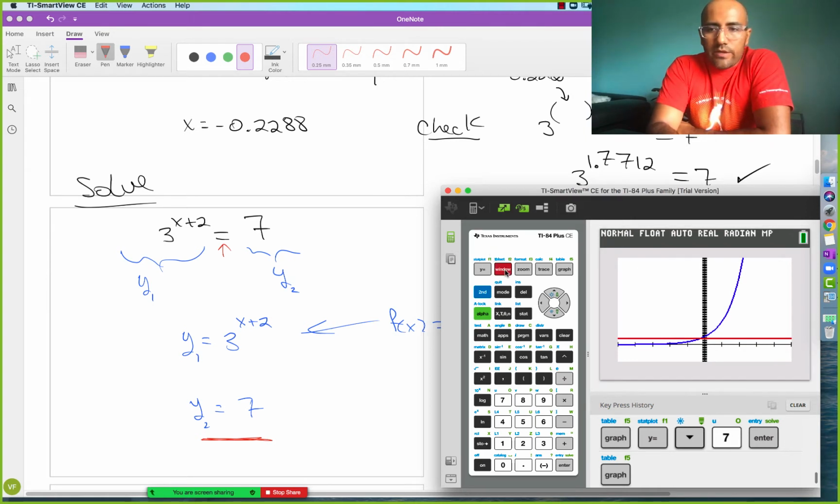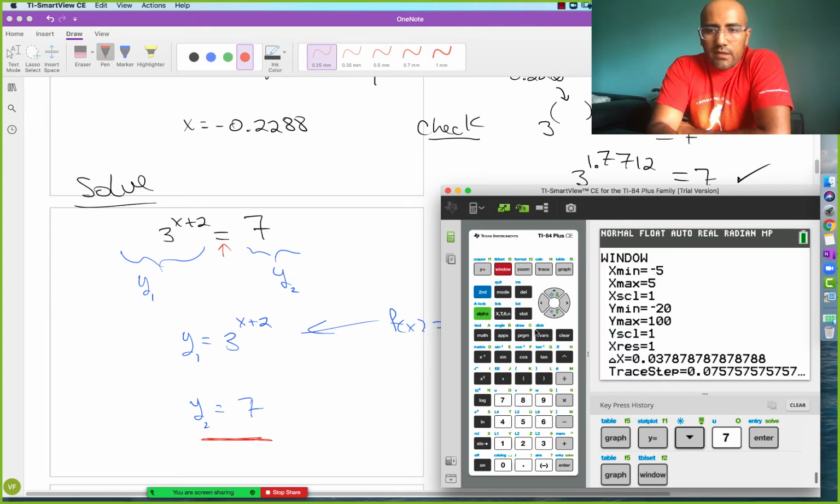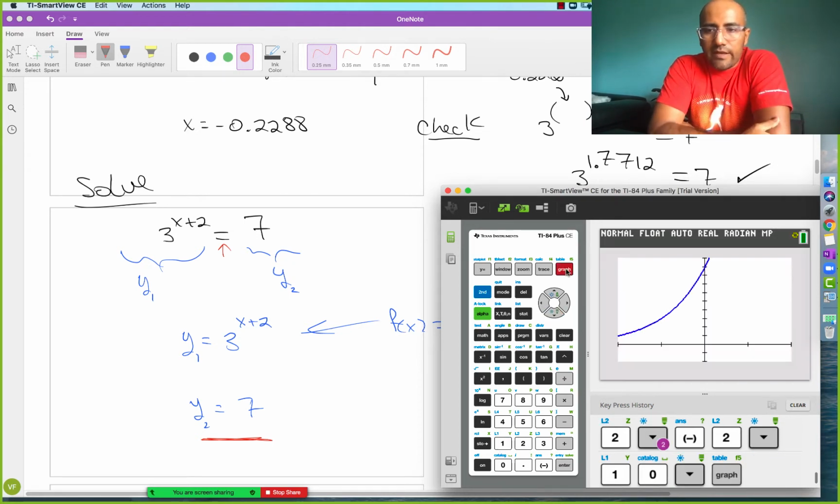So let me go to my window, and instead of -5, let's go from -2 to +2, just kind of narrowing in on the input side. And on the output side, I don't know, let's go from -2 to +10 maybe, and see if that does a good job of narrowing in on it. There we go. Okay, so I found out where that intersection was.